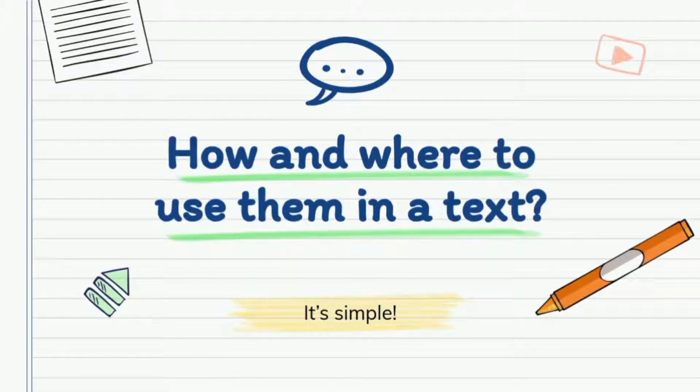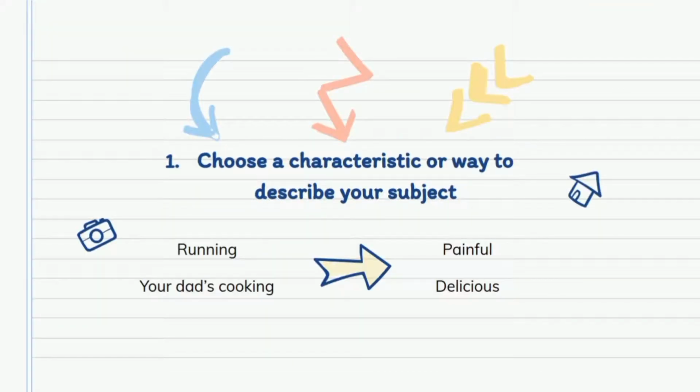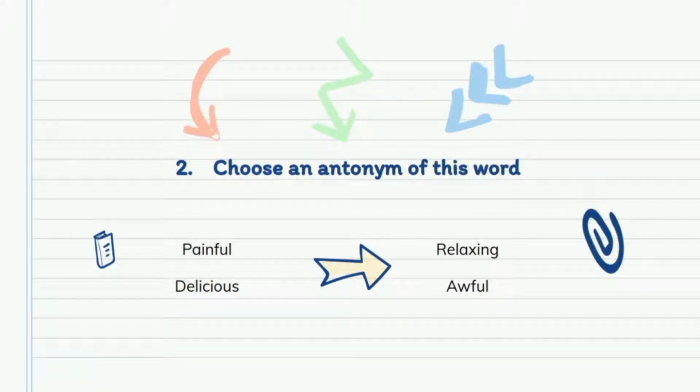Now, how do we use them in a text, and where? Well, first you'll have to create your oxymoron. Start by choosing a characteristic or a way to describe your subject. So say your dad's cooking is delicious. Then you'll have to find an antonym of that word, so an opposite. So let's say you chose delicious for your first word, an opposite of delicious would be awful.